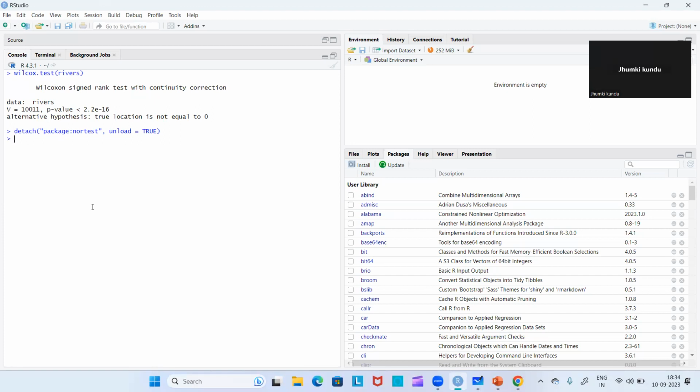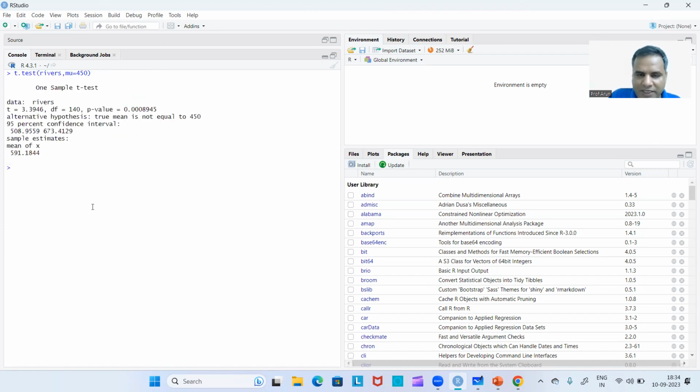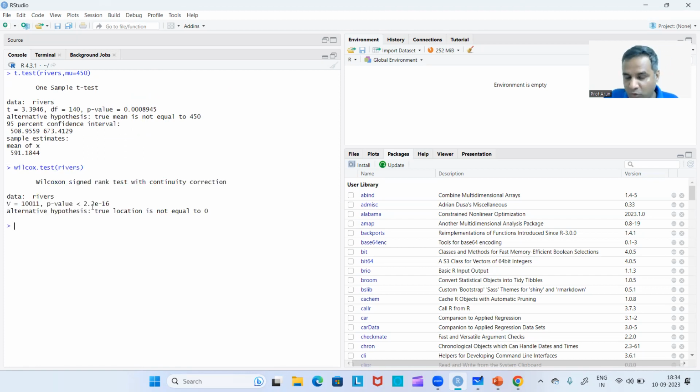Yes, sir. So हमने क्या किया, सबसे पहले हमने ये टेस्ट लगाया. Just a second. This was the test. One sample t-test, null rejected. बाद में उसका non-parametric. Parametric is t-test. Normality assumption violated, so I am using Wilcoxon test. In both the tests, null hypothesis is rejected. The person who made a claim that average length of rivers in America is 450 has made a wrong claim.